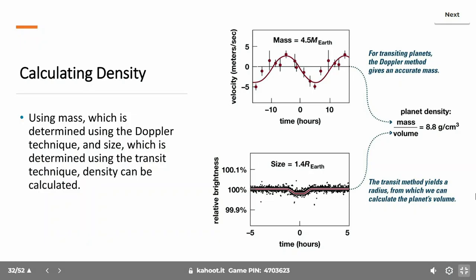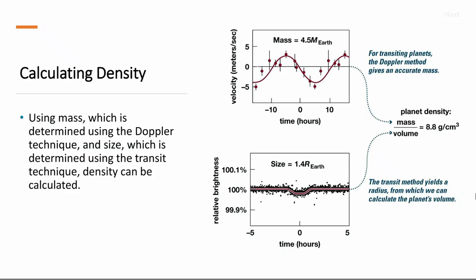So now we have the radius of the planet from the transit method and the mass of the planet from the Doppler shift method. Using the radius, you can calculate the volume, and then dividing mass by volume, you can get the density of the exoplanet. And the density is very important because it tells us if it's a rocky planet, so maybe it could have life like we find on Earth, or it's a gas planet, and so it's probably not very conducive to life.